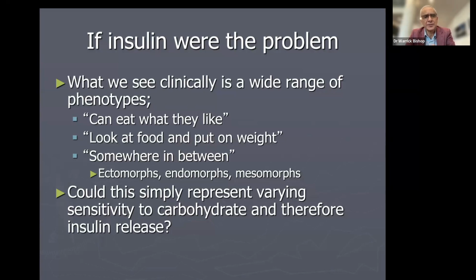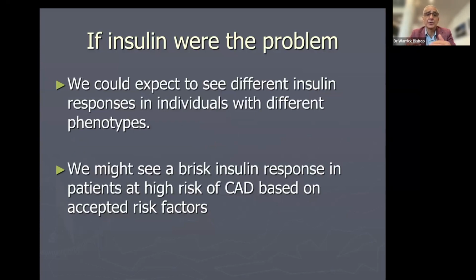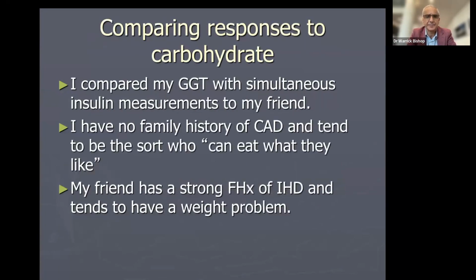But could these different responses to the way people eat simply be related to the insulin that people are producing? So we might see different insulin responses in different phenotypes, and we may even see brisk insulin responses representing possible diabetes down the line as a marker for coronary artery disease.